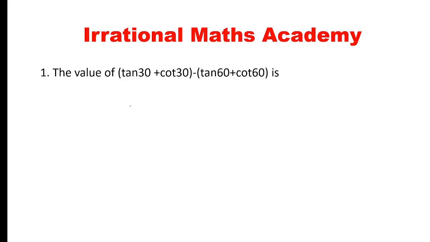Let's start. The value of tan 30 degrees plus cot 30 degrees minus tan 60 degrees plus cot 60 degrees, they are asking. So if you remember the values, this question becomes easier. Tan 30 degrees, what is the value of tan 30 degrees? 1 by root 3. And tan 60 is root 3.